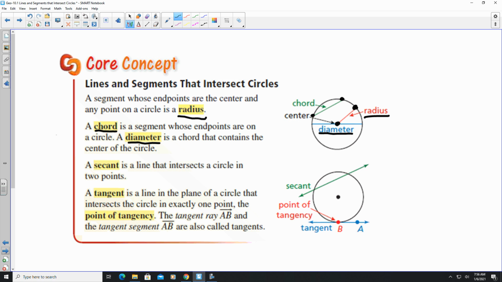Going into lines, relationships with intersections of circles. Anytime you have a line that intersects a circle at 2 points, it is called a secant. And anytime a line intersects a circle at exactly 1 point, that is called a tangent line. So point B is the point of tangency in the diagram, and that's where it just intersects at that 1 point.